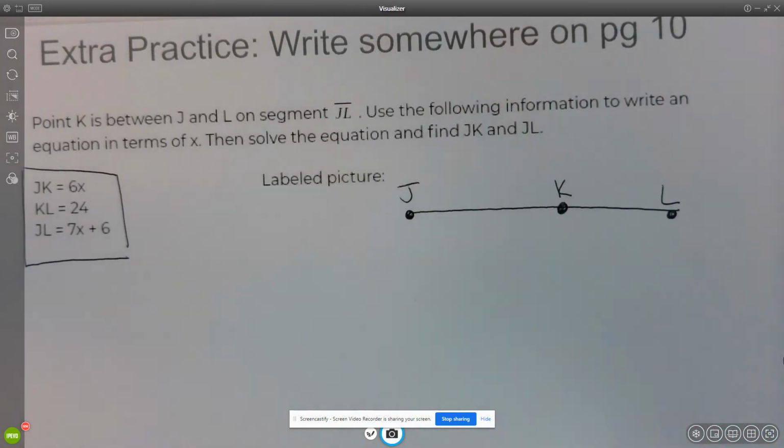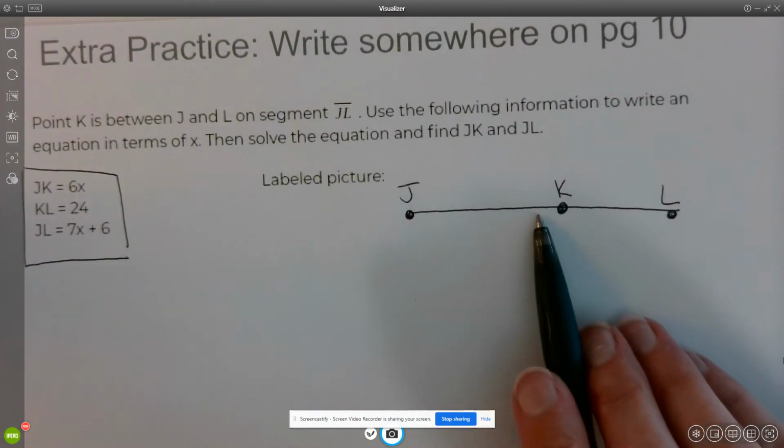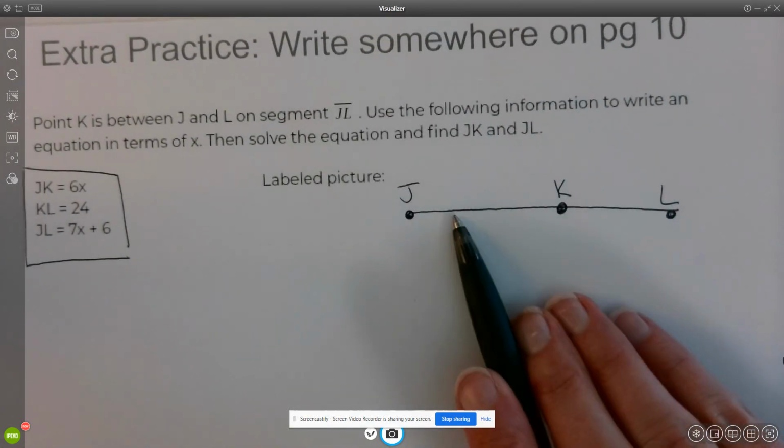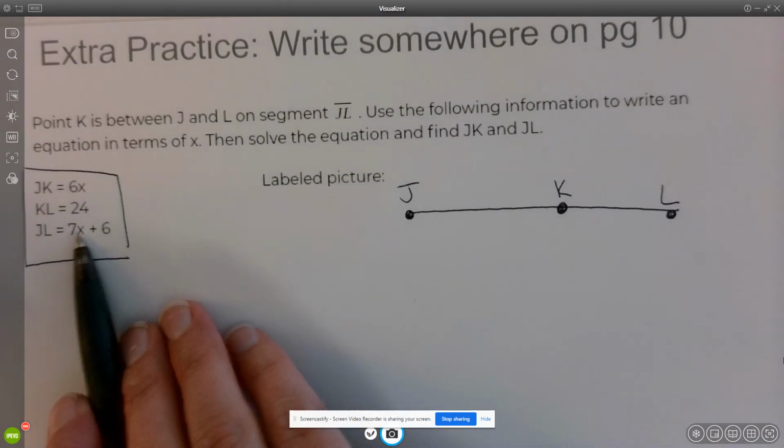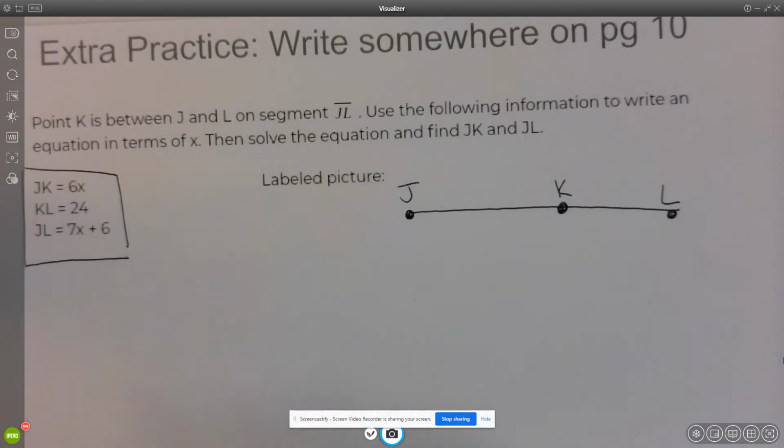I don't know exactly where it is. It could be somewhere towards the middle. It could be way over here. It could be way over here. It might not be drawn to scale, my picture. But I just got the situation set up. And I'm going to go in and I know some lengths, so I'm going to label those in my picture.